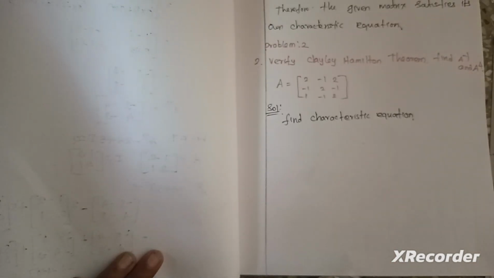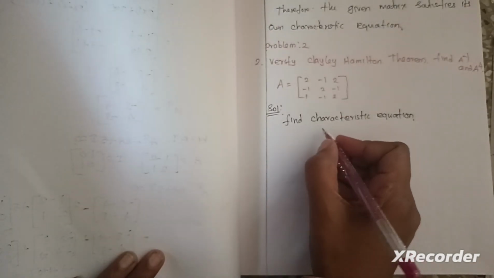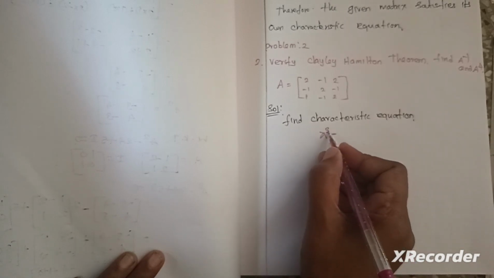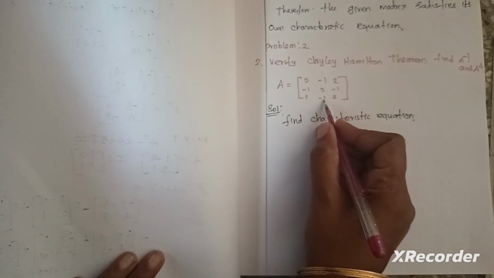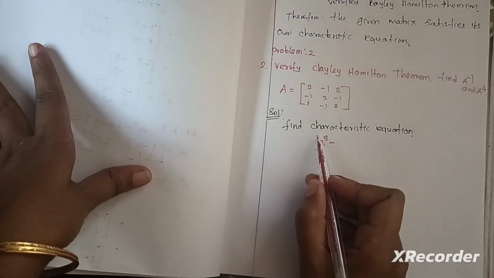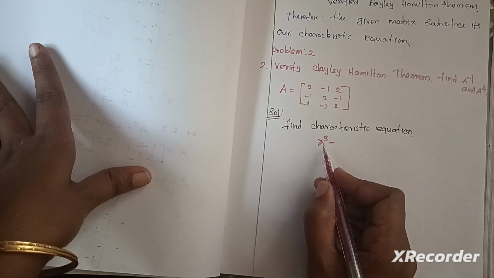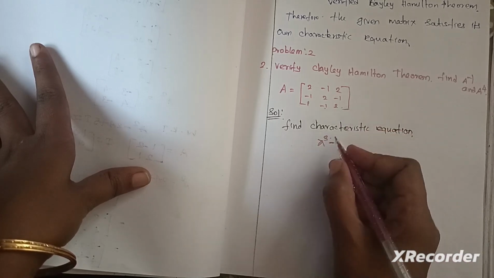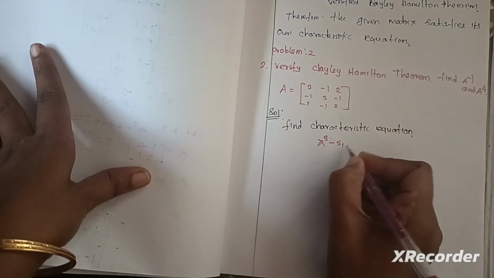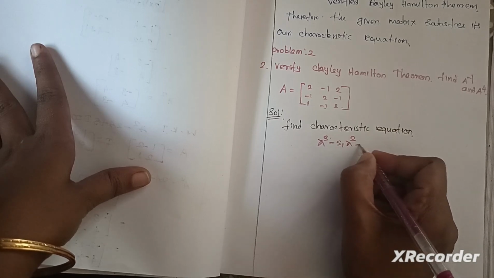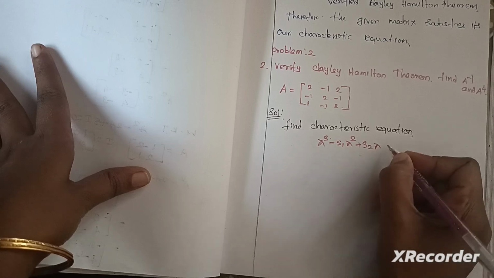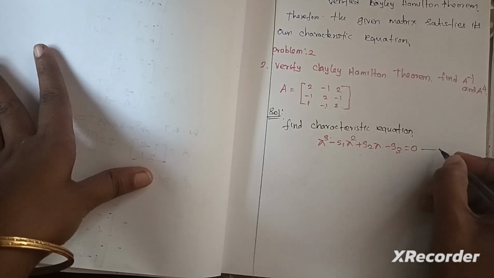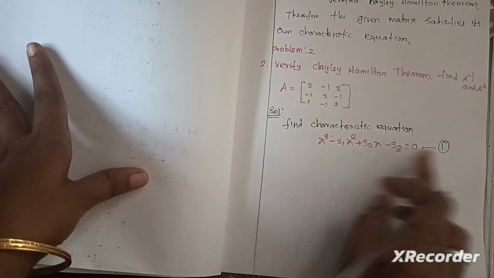Characteristic equation. So what is the characteristic equation? Lambda cube, why are we starting with cube? Because this is a 3 by 3 matrix. The characteristic equation is lambda cube minus S1 lambda square plus S2 lambda minus S3 equal to 0. This is equation number 1.